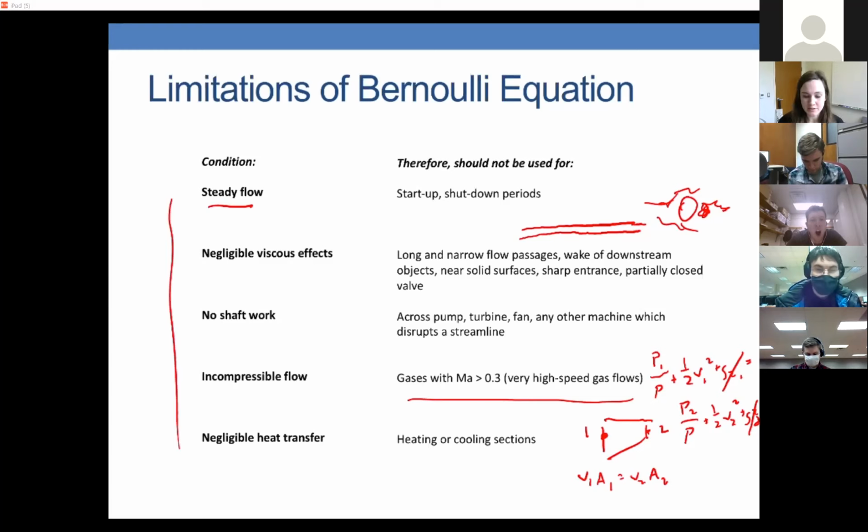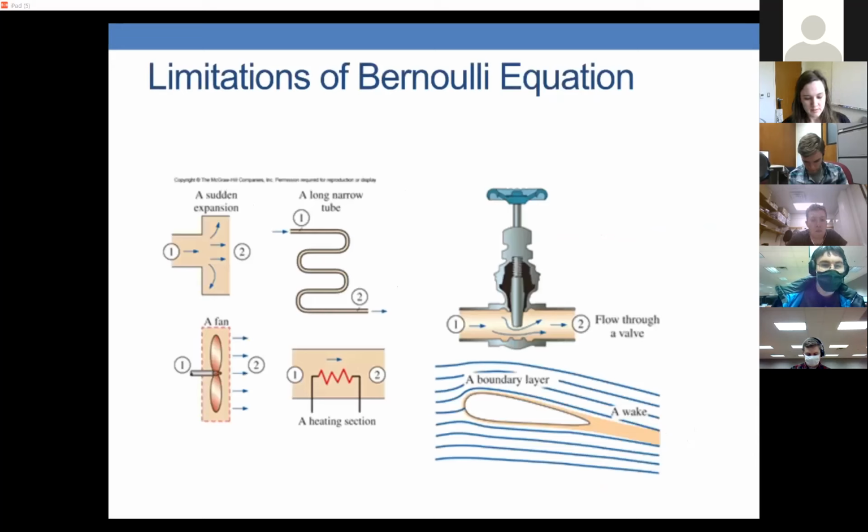Situations when you can't use Bernoulli's equation. All right, so long narrow tubes, sudden expansions. So let's say you have a pipe and suddenly it gets into a big tank. Energy will be lost there. Again, we will talk about that in depth later. So you can't do that. Fans, heating, wakes, valves like this. This messes up the streamlines, just does stuff.